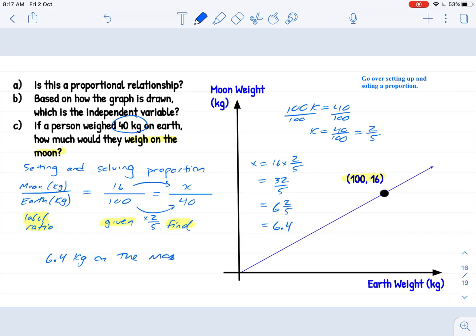And you probably got that answer using a different method, which is totally fine. But in the last problem, I'm going to ask you to try, in your own work, to set up and solve a proportion. Okay, so that's what it should look like.